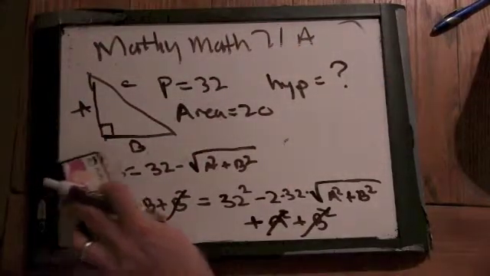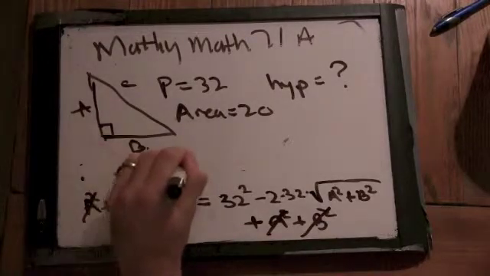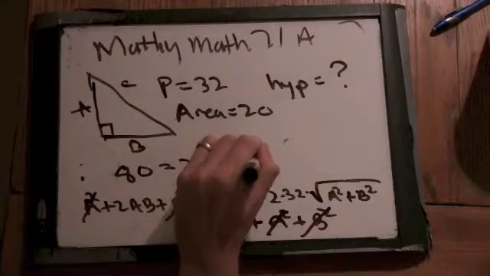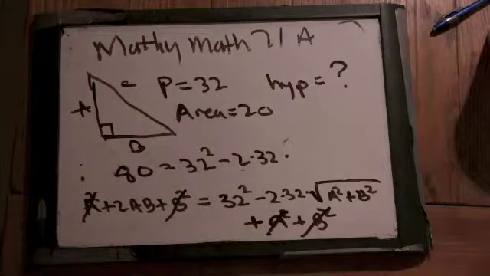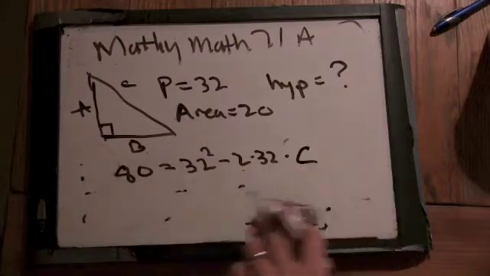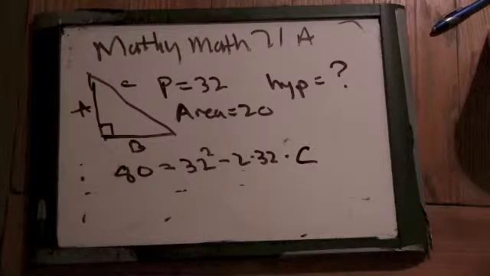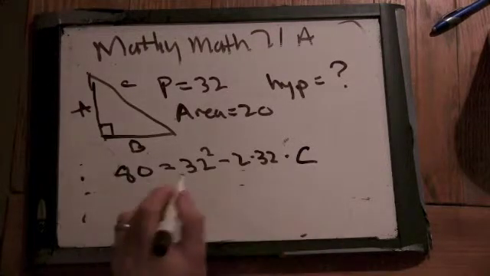Again, sorry for having to erase everything. We know that 80 equals 32 squared minus 2 times 32 times what? What is the square root of A squared plus B squared? It's C, which is what we're looking for. So now, that one little step turns our whole problem into just simply solving a linear equation.